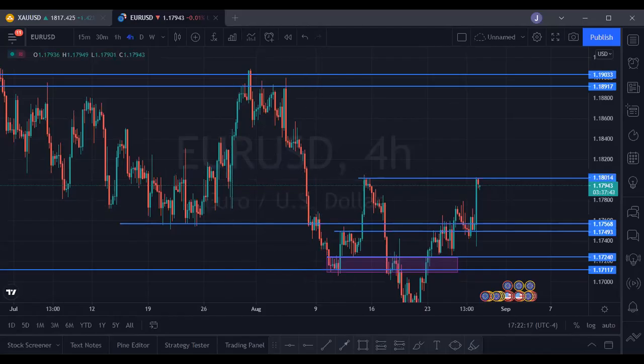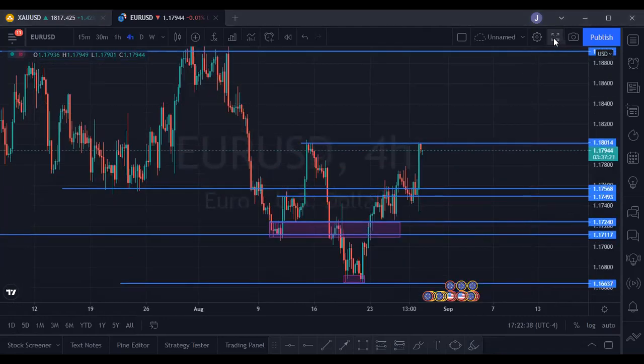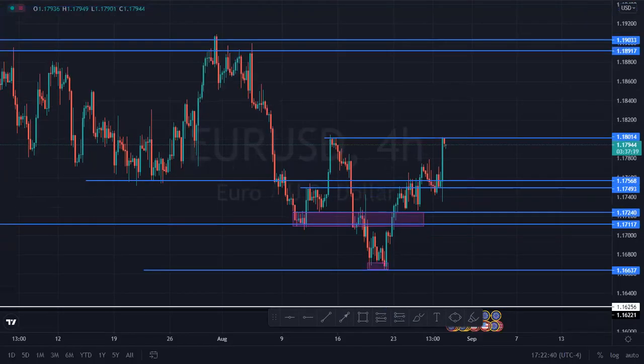All right. This week I'm looking at my pairs. I trade mostly the USD pairs, and I want to make analysis on them. Okay. I have Euro USD. This is Euro USD H4.